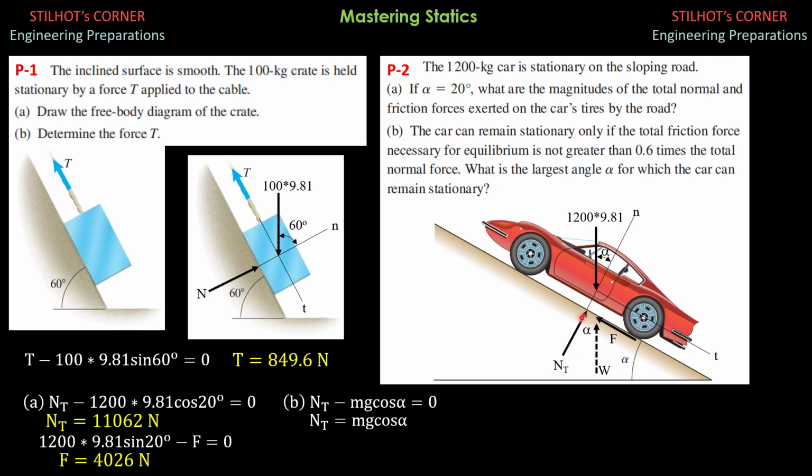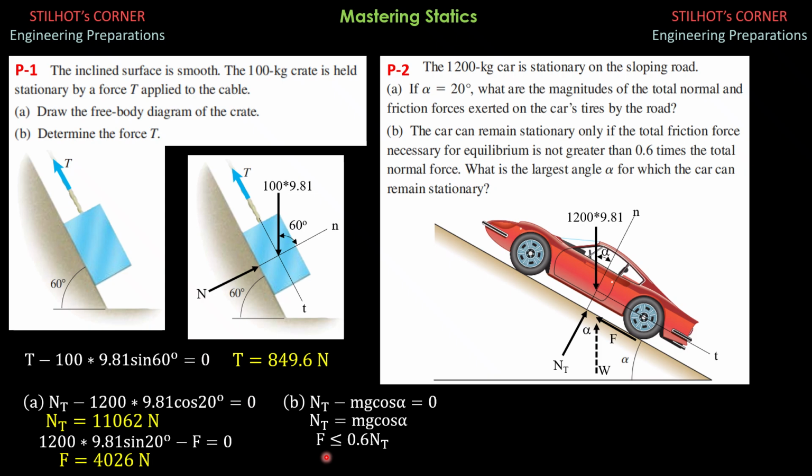Likewise, this total frictional force is equal to mg sine of alpha. And as stated here, it should not be greater than 0.6 times the total normal force. So F, which is equal to mg sine alpha, should be less than 0.6 times the total normal force.